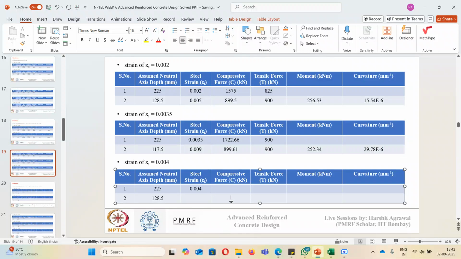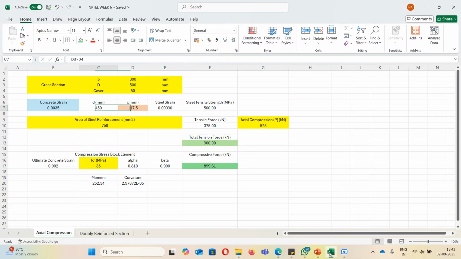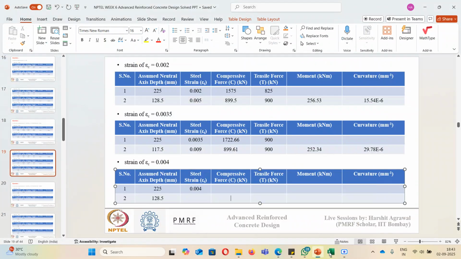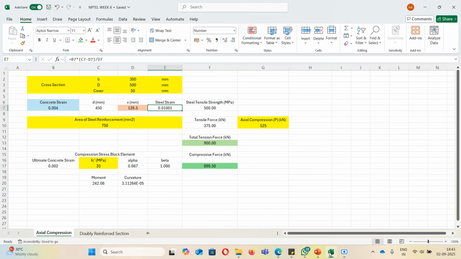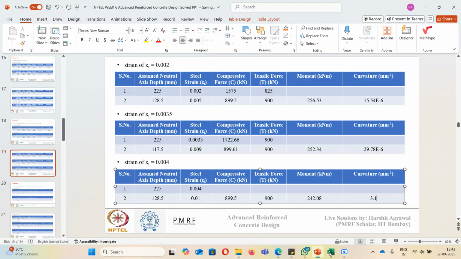And for the last case, I will directly give you the values at neutral axis depth at which compression force and tension force are equal. Okay, so when you will set this x value at 128.5 for concrete strain of 0.0024, you will get steel is yielding. Okay, now because strain in steel is more than the yield strain. Okay, compression force is 899.5, tension force is 900, moment capacity is 242.08, and curvature is 31.12 E minus 6.